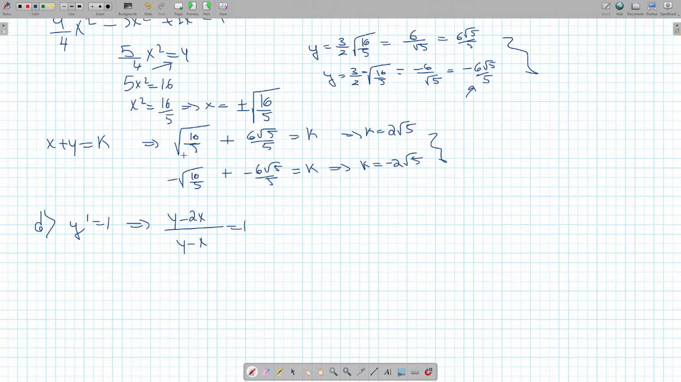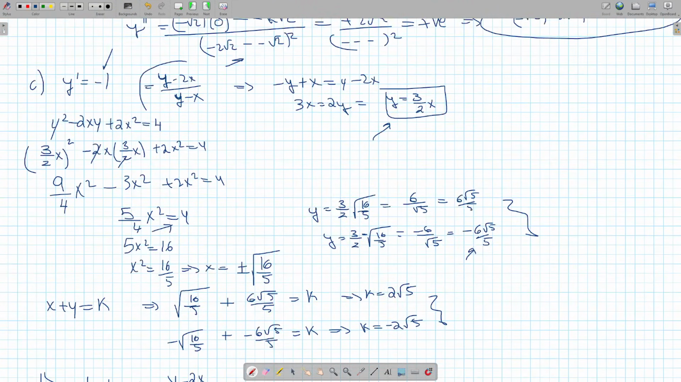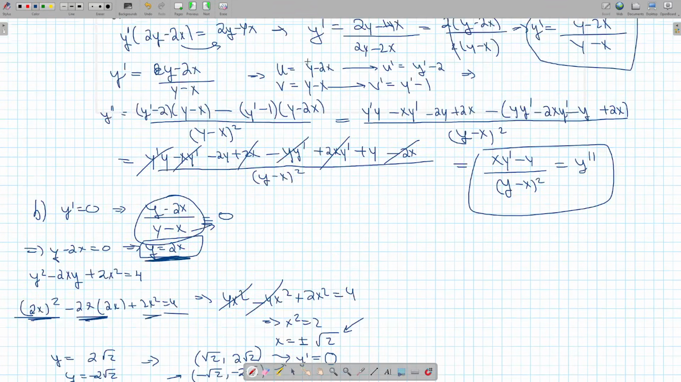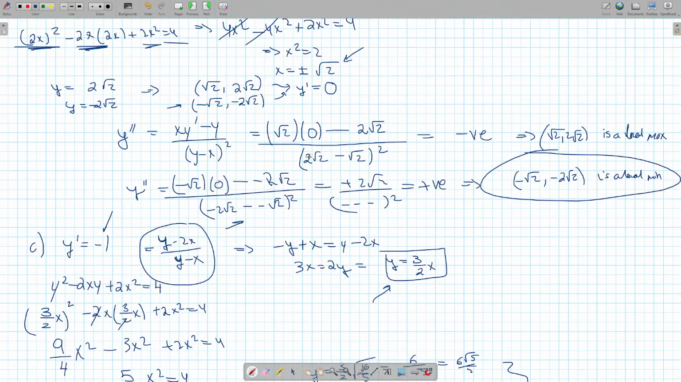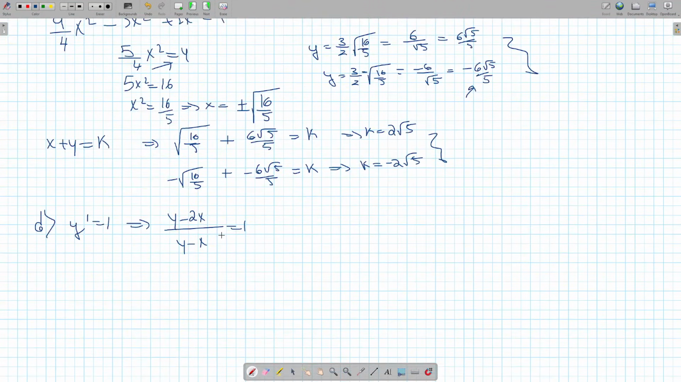Why? Because this is the derivative, this is y prime: y minus 2x over y minus x. We found it a couple pages scrolled up. Anyways, cross multiply. You're going to get y minus x equals y minus 2x. So you're going to end up getting an expression for x. The y's cancel out, so you get negative x equals 0. So therefore x equals 0.